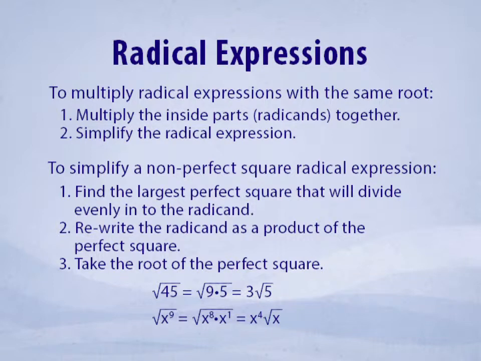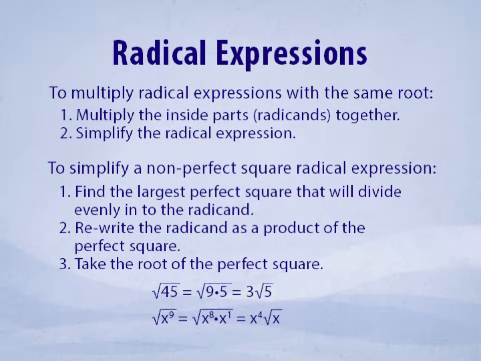To multiply radical expressions with the same root, we'll multiply the inside parts, which are the radicands, together, and then we'll simplify the radical expression. To simplify a non-perfect square radical expression, we'll find the largest perfect square that will divide evenly into the radicand. Then we will rewrite the radicand as a product of the perfect square. Finally, we'll take the root of the perfect square, leaving the other factor underneath the radical.